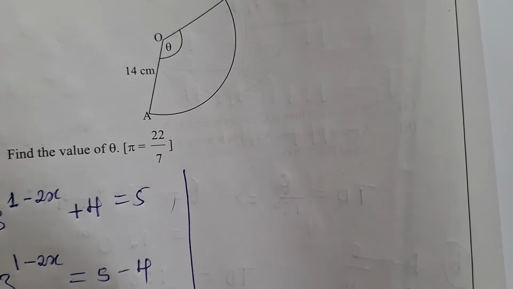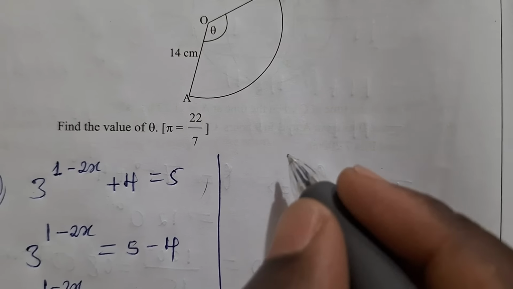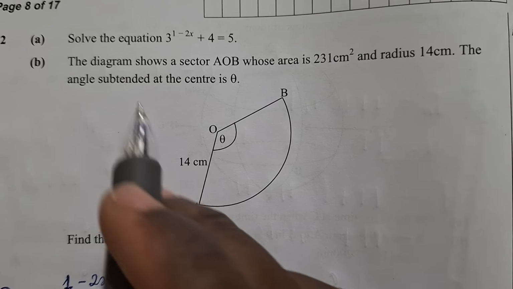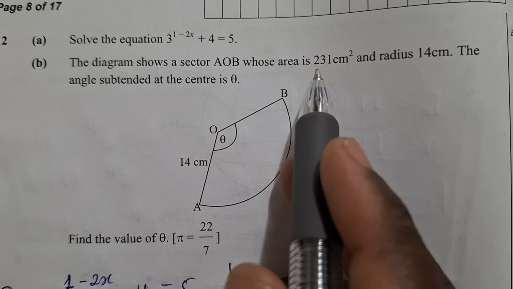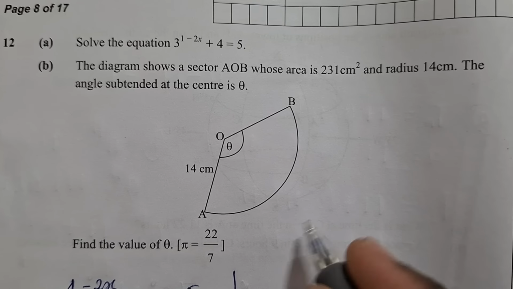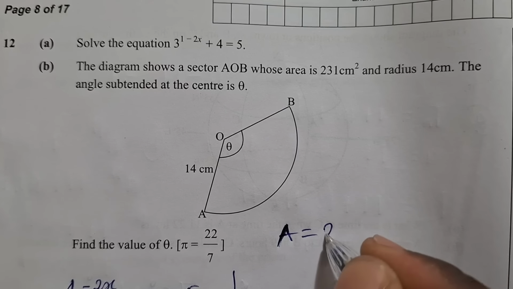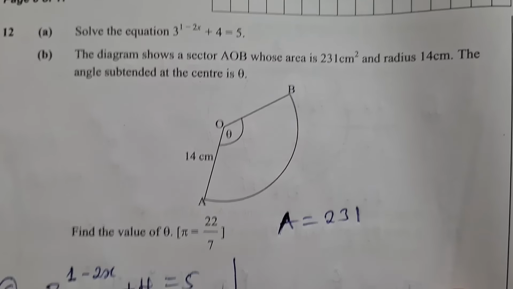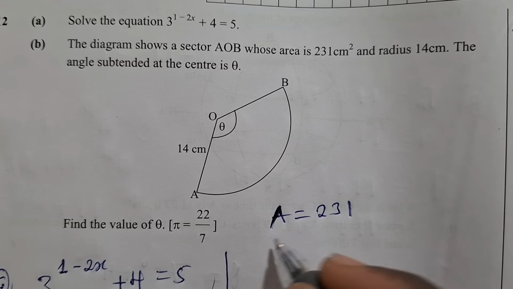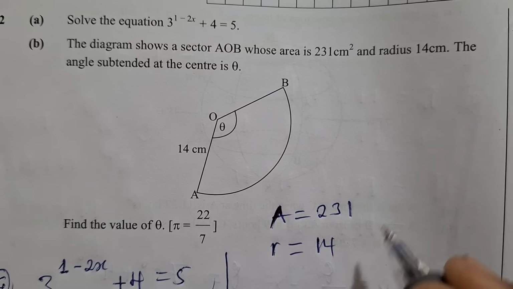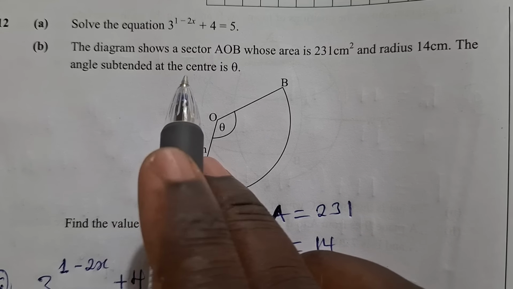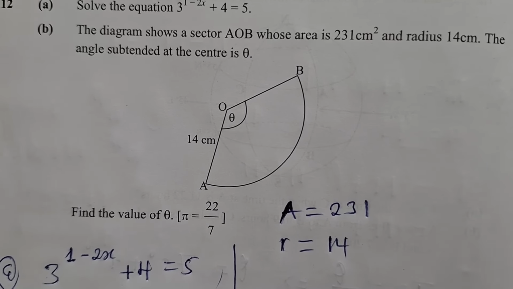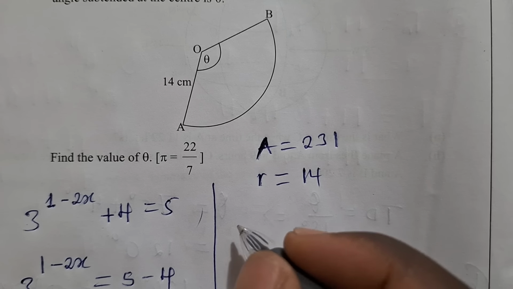For B, they've given us, let's read the question. They're saying the diagram shows a sector AOB whose area is equal to 231, and the radius is equal to 14. The angle subtended at the center is theta. Find the value of theta.